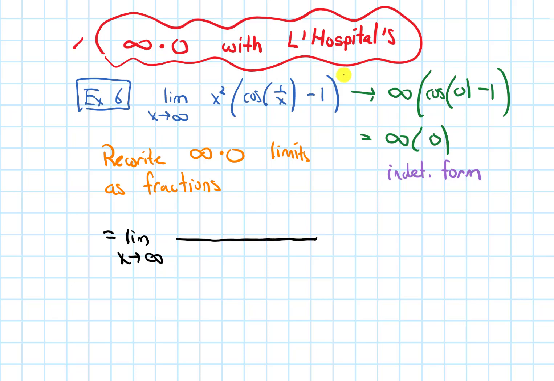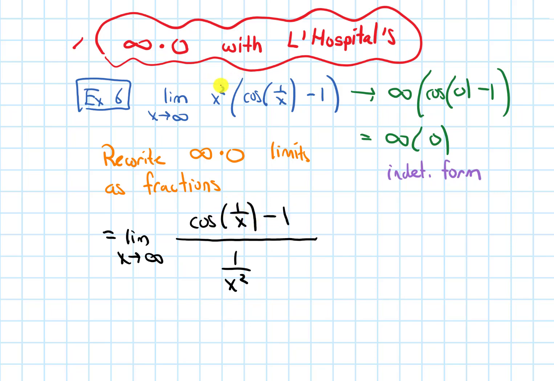So the two things that are being multiplied are the x squared, and the cosine of 1 over x minus 1. I could bring the x squared to the bottom, or I could bring that whole cosine thing to the bottom. But whatever I bring to the bottom, I'm going to have to reciprocal. So if I bring the x squared to the bottom, I would reciprocal it and get 1 over x squared. Okay, and that would leave me with cosine of 1 over x minus 1 on the top.